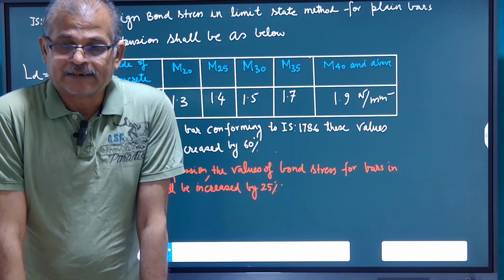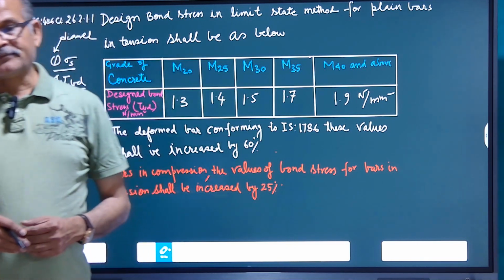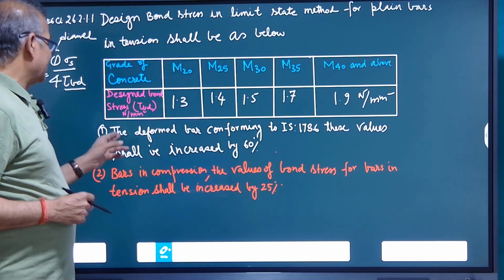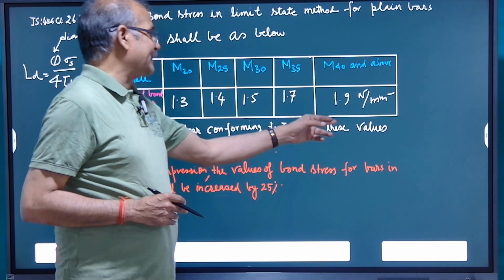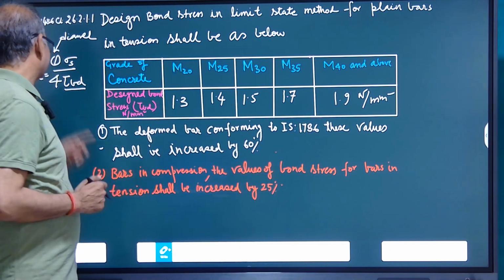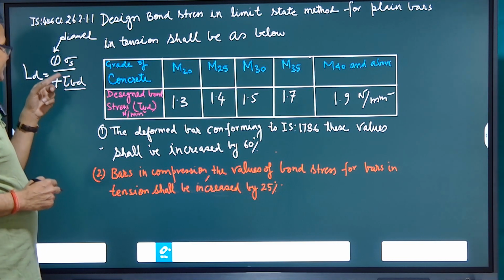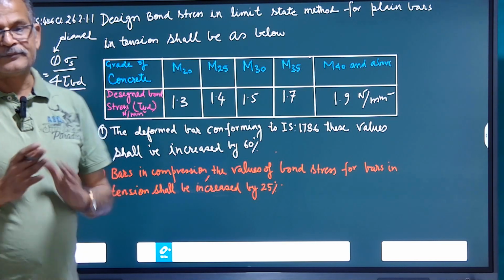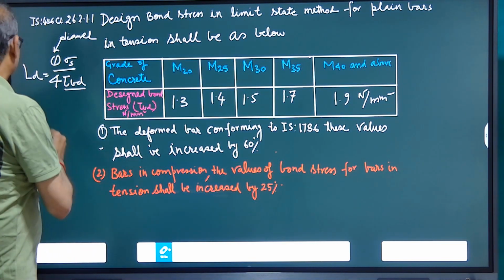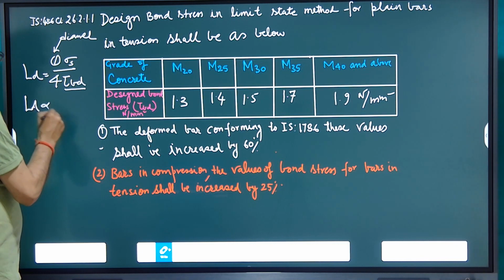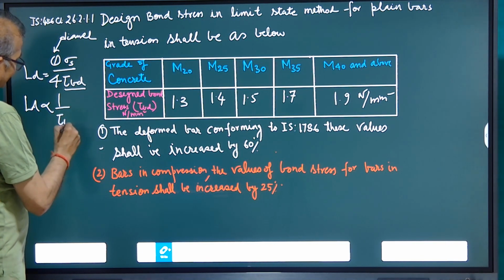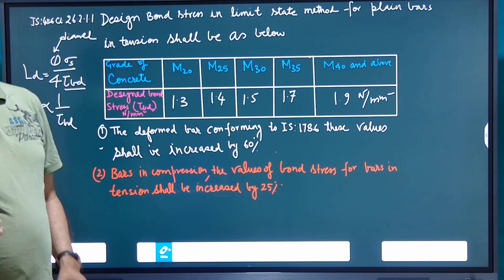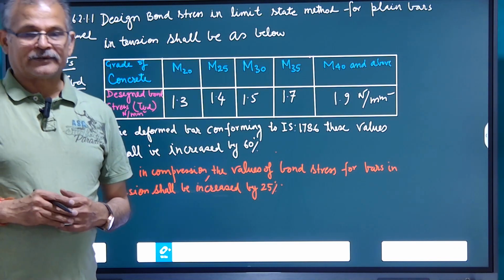Increased by 60% if we are using HYSD bar or TMT bar, as given in IS 1786. The deformed bar conforming to IS 1786, these values shall be increased by 60% because it is in the denominator. So LD will be less, because LD is inversely proportional to tau Bd. Since in case of TMT and HYSD bar it will be increased by 60%, the development length will be reduced.